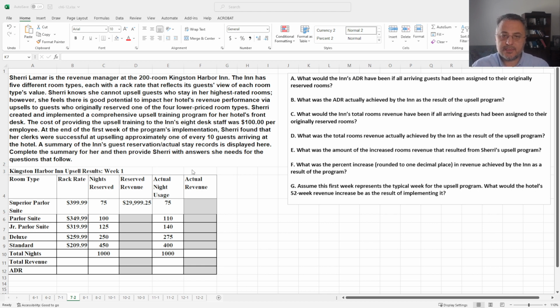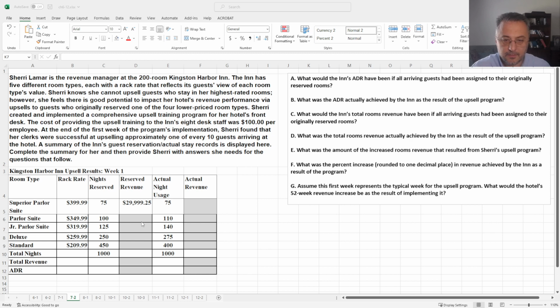And a summary of the inn's guest reservation and actual stay records is displayed here. Complete the summary for her and then provide Sherry with the answers she needs for the questions that follow. Let's look at the questions quickly. What would the inn's ADR have been? And what's the ADR actually achieved? What would the total room revenue have been? What was the total rooms revenue as a result of the upsell? What was the amount of increased room revenue? And what was the percent of increase? Basically, it's all calculations. Please, as usual, just stop the video here and try to solve everything by yourself and come back.